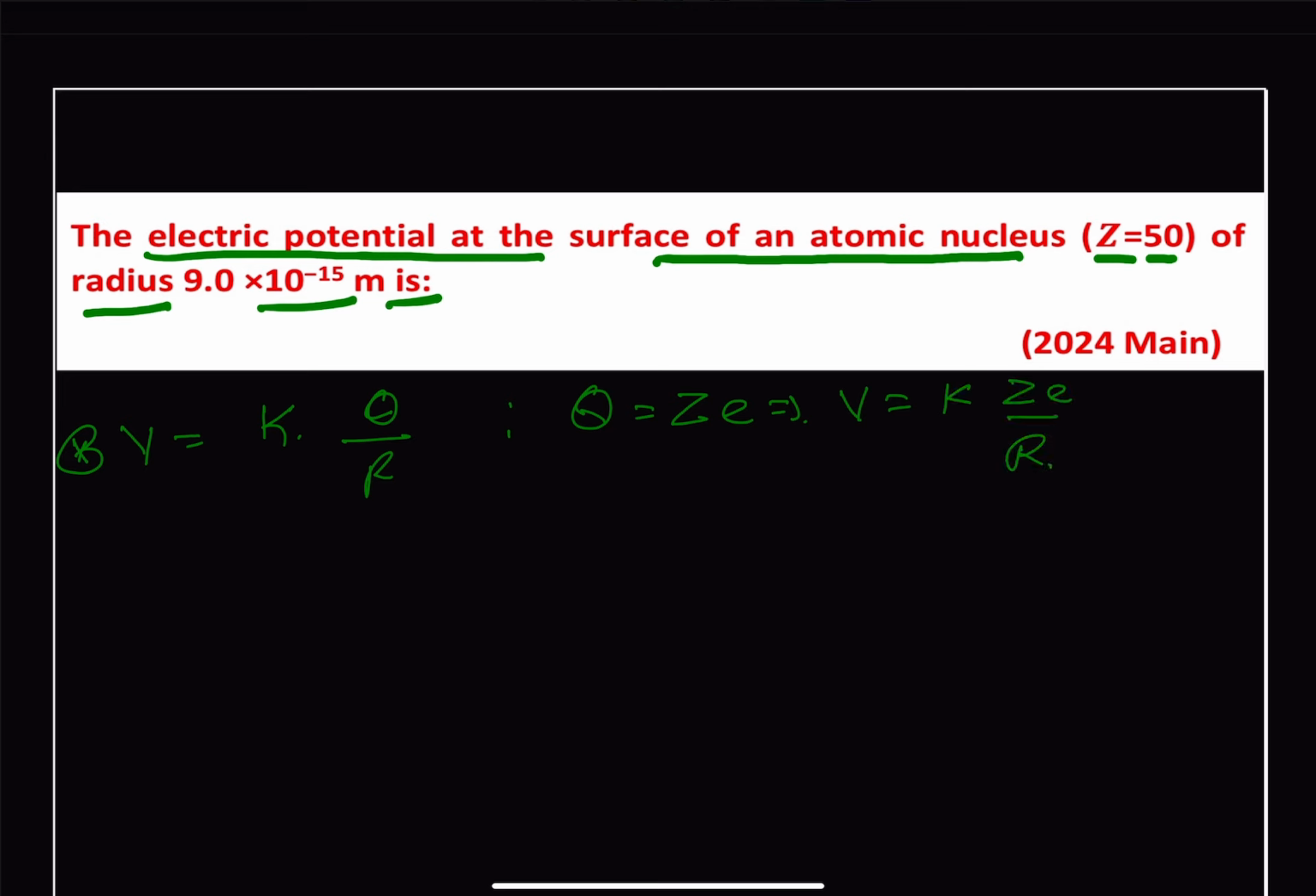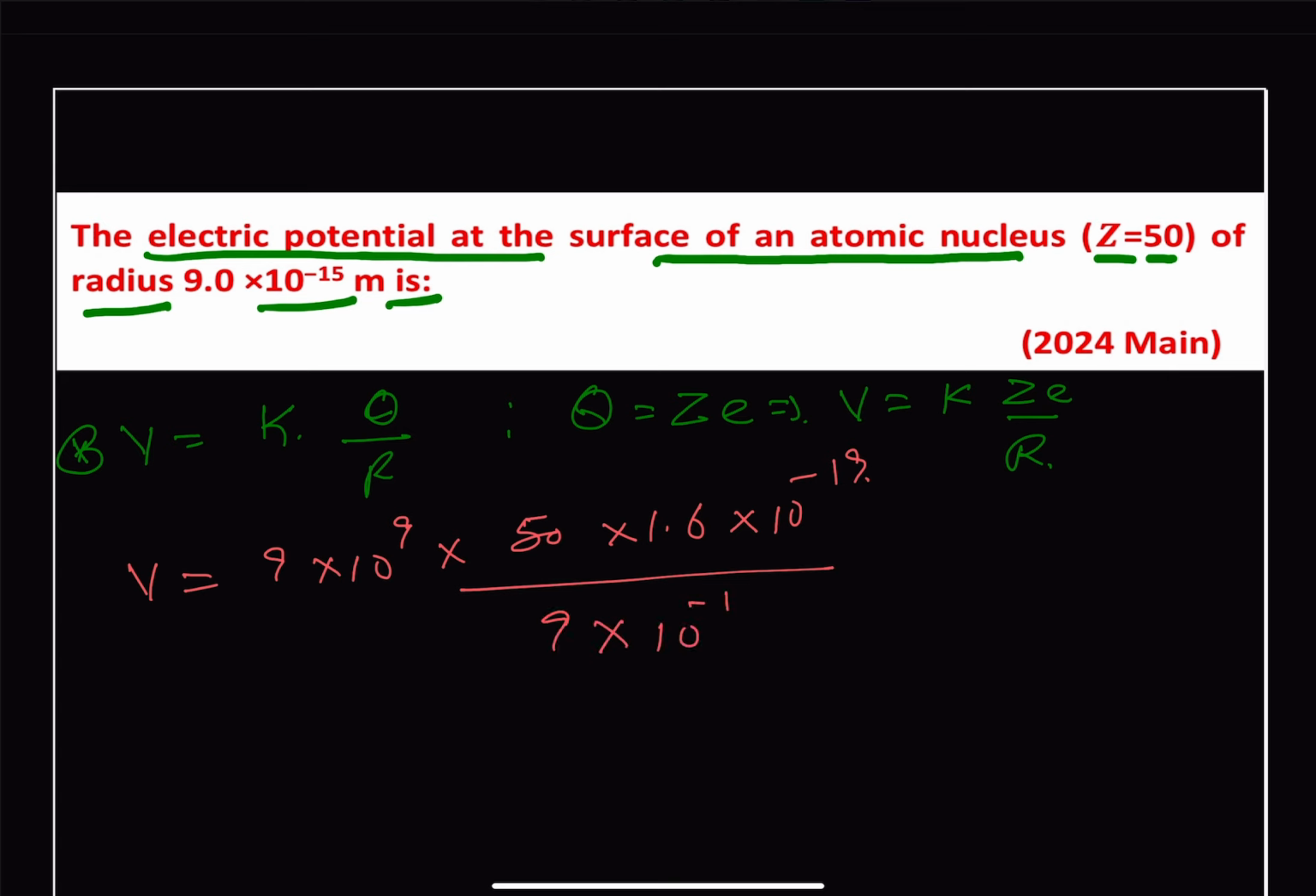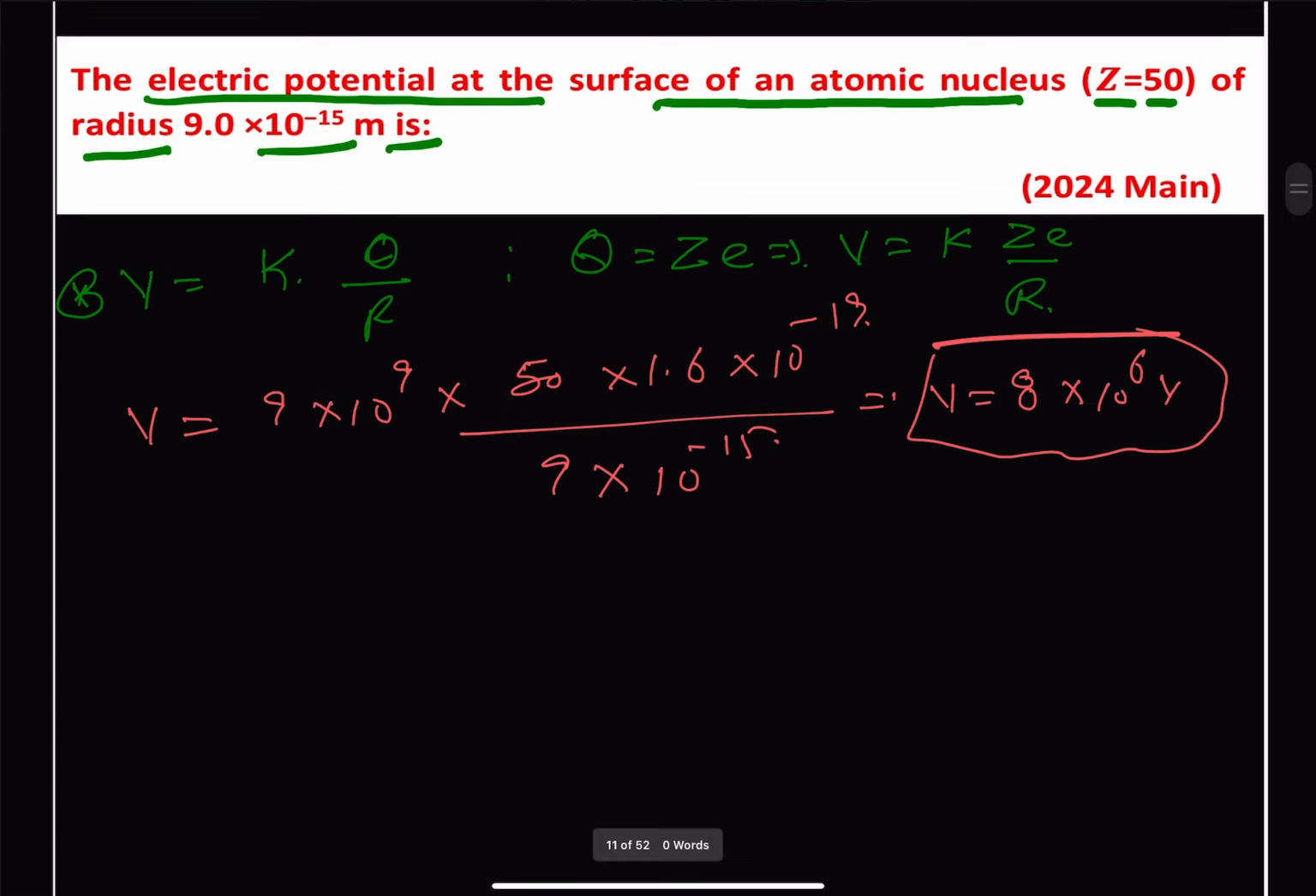So we substitute the values. We get V is equal to 9 into 10 raised to power 9, Z is 50, charge on one electron is 1.6 into 10 raised to power minus 19, and radius is given to us, that is 9 into 10 raised to power minus 15. Okay. And this gives us that the value of voltage, that is potential, will be equal to 8 into 10 raised to power 6 volts. So this was quite simple, directly based on the formula. Next question.